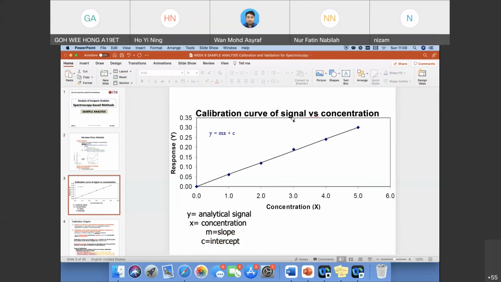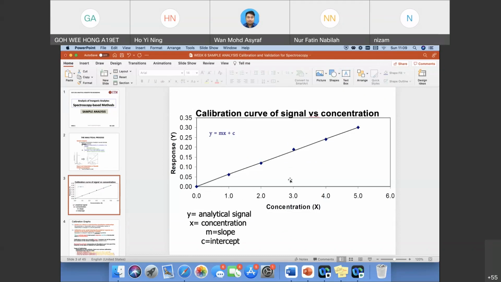So calibration curve of signal versus concentration. Okay, you look through this graph. This is a graph of response on the y-axis and concentration on the x-axis. Okay, so now this calibration curve has been prepared with 1, 2, 3, 4, 5. As in my example just now, 1, 5, 10, 20, but it's okay. It's just that we want to look at the pattern. Okay, you prepare your standards at 1 ppm, 2 ppm, 3, 4, 5 ppm.